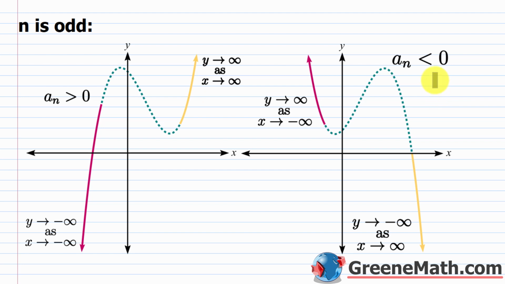Now on this one over here, you have a sub n, again, the leading coefficient, is less than 0. So in this case, it rises to the left and falls to the right. So y approaches positive infinity as x approaches negative infinity. And then down here, you have y approaches negative infinity as x approaches positive infinity.